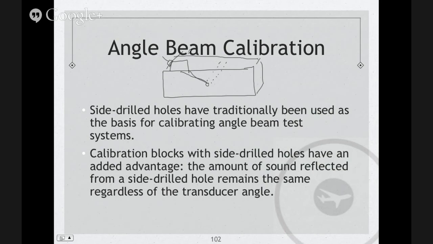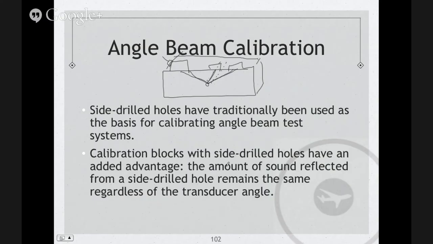And the good thing about the side drilled hole is that regardless of the angle you're using, you're always going to have the same amount of energy coming back. If you have your transducer here, and you're shooting at 45 degrees, you're going to have the same energy as if you were shooting at 70 and you hit it dead on, because it's the same curvature, the same radius. So it says calibration blocks with side-drilled holes have an advantage. The amount of sound reflected from a side-drilled hole remains the same regardless of the transducer angle. That's because, obviously, the radius of our hole is not changing.